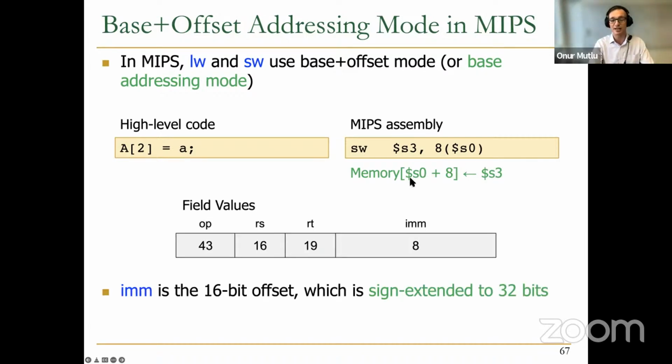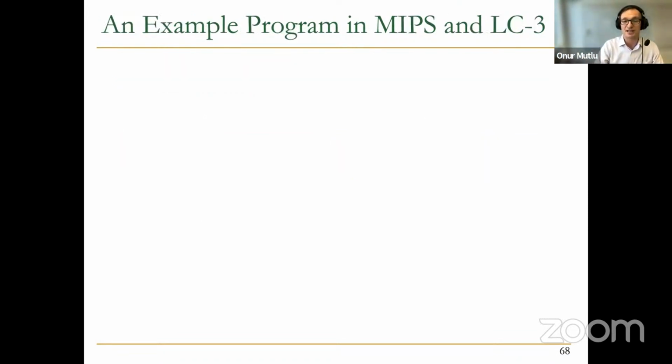And this is how it's encoded. Immediate is really the 16-bit offset. So this is a 16-bit offset in MIPS, which is sign extended to 32 bits. So it's very similar to LC3 again, except the offsets are larger. So you can specify even larger offsets in this particular case.